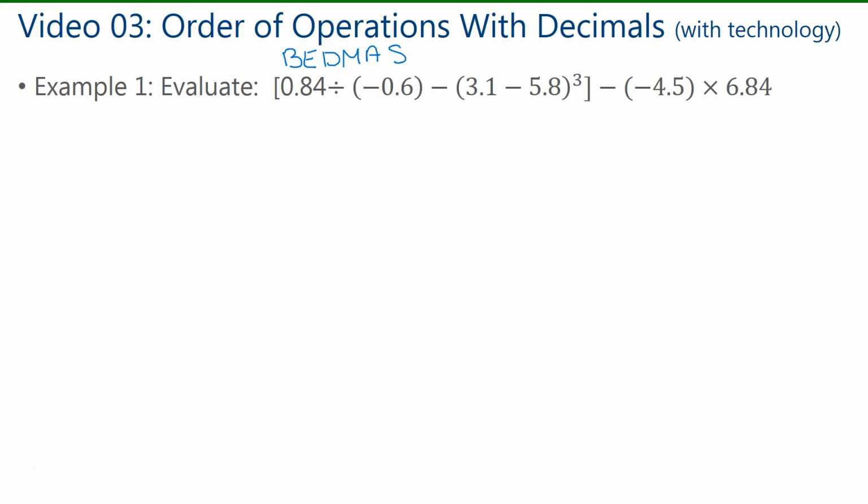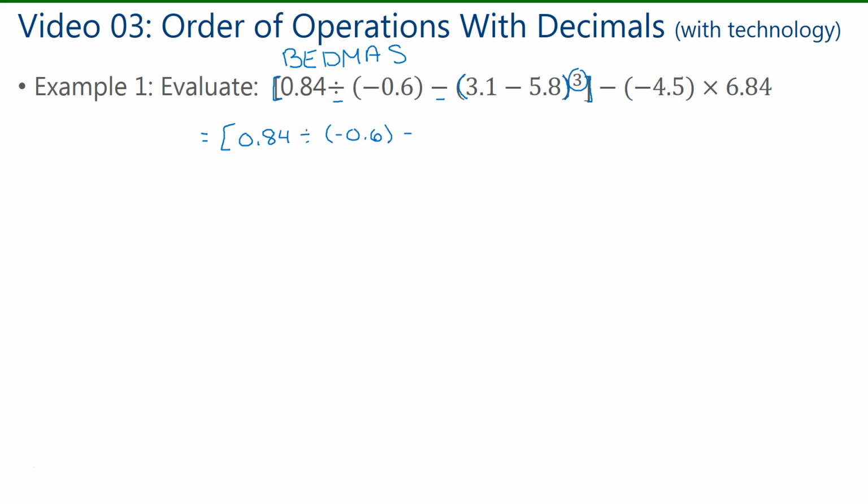In this expression, example 1, we're going to start by looking at these big square brackets. I see that we have several operations here. We have a division, subtraction, brackets, and an exponent. So we're going to start with simplifying the brackets. First let me write down what we have here. 0.84 divided by negative 0.6 minus.